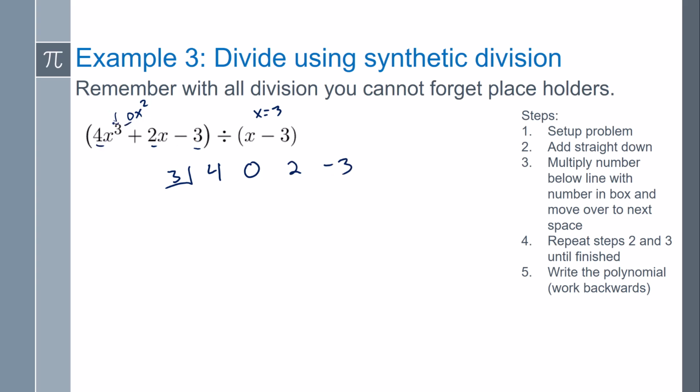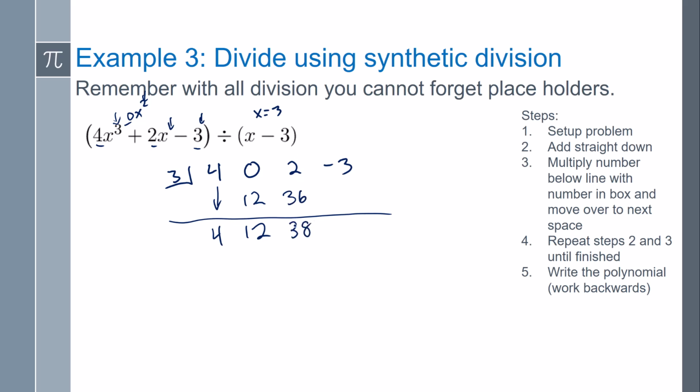Think of it as counting down. 3, 2, 1, 0, right? That's how you know you need to include the placeholder. It needs to count down like that. So you follow the pattern. Add straight down. Multiply. 4 times 3 is 12. Add straight down. Multiply. 12 times 3 is 36. Add straight down.